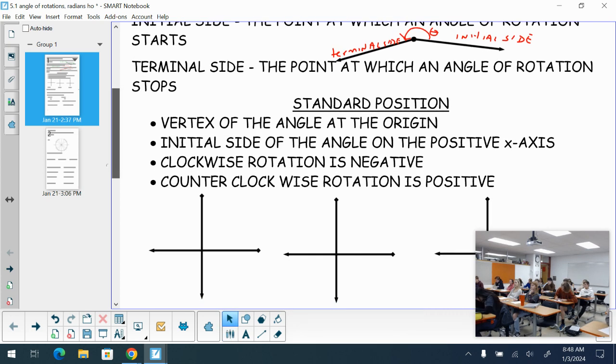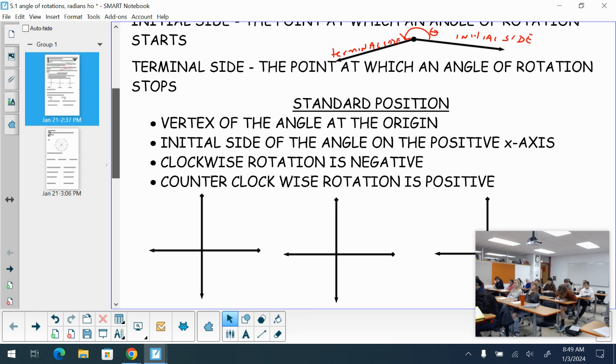When we talk about a standard position, there are 4 requirements for the standard position of an angle. The vertex of the angle is at the origin. The initial side of the rotation is on the positive x-axis. Clockwise rotation is negative, counterclockwise rotation is positive.